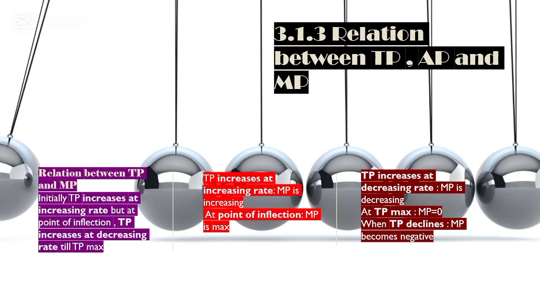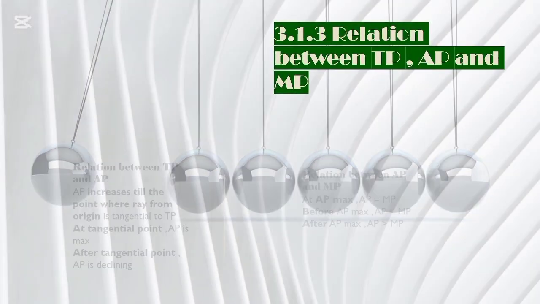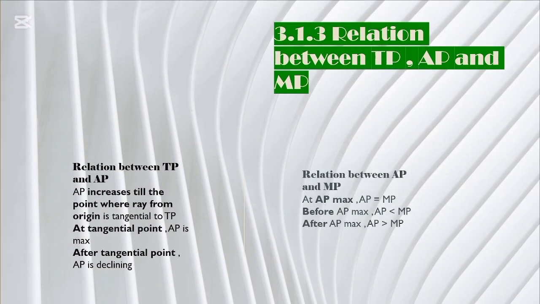At the total product maximum point, the marginal product is zero. When the total product declines, then marginal product becomes negative. All this was made clear in the graphs that were demonstrated earlier. Now let's talk about the relationship between total product and average product. The average product increases till the point where a ray from the origin becomes a tangent to the total product curve. At that tangential point, the average product is maximum, but after that tangential point, the average product is declining.